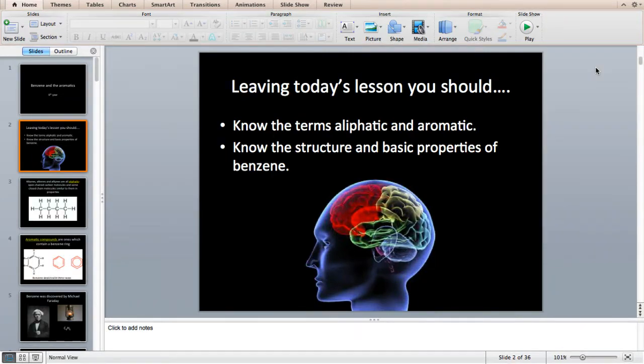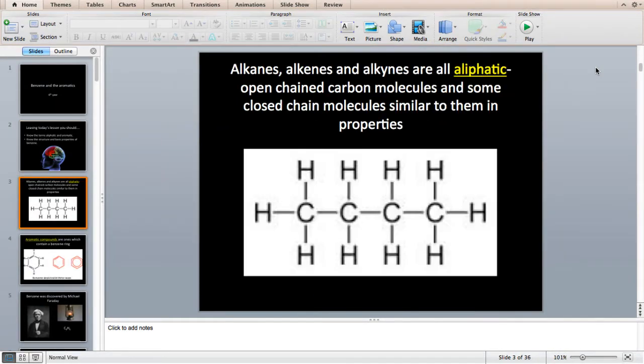Now, leaving this part of the lesson, girls, you should know the terms aliphatic and aromatic, and you should know the structure and basic properties of the compound benzene. Now, alkanes, alkenes, and alkynes are all called aliphatic. They are open chain carbon molecules. Some of them have closed chains, but they are very different in structure to what we know as benzene. Okay, but aliphatic generally means, in chemistry, open chain carbon and hydrogen compounds.